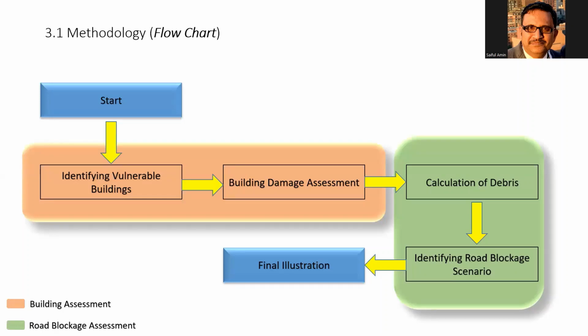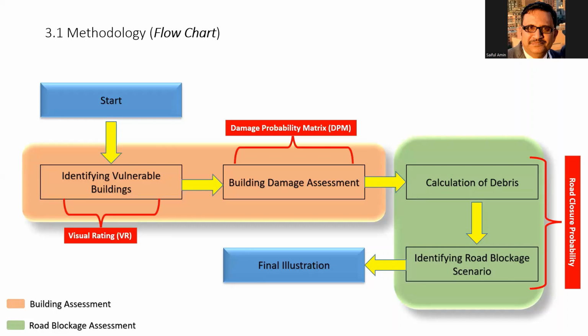And if I can show you the flowchart of our whole study in a more generous way, you can see that the orange portion shows that it is mostly focused on the building assessment, and the green portion focuses on road blockage assessment. And if we can compile the previous methods into this flowchart, we can see that the VR actually identifies the building vulnerabilities, and the damage probability assesses the building damages. And finally, the road closure probability, which you can see in the right portion of the slide, that calculates the road blockage scenarios and debris.